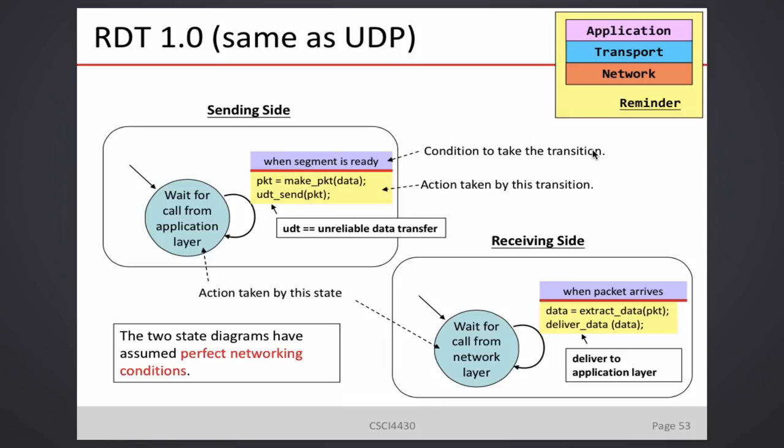At the same time, the receiver side will serve the client or the server, I don't know what it is, okay, but it sits in the application layer. The way I serve it is to receive something from the network, okay, so I will say wait for call from the network layer. They give me something, and that means that when a packet arrives, the network layer gives me the thing, and I tell the network layer that okay, I will deliver it to the application layer. And how to do it? Very simple: extract the data and deliver it. Okay, so this is what UDP is doing.